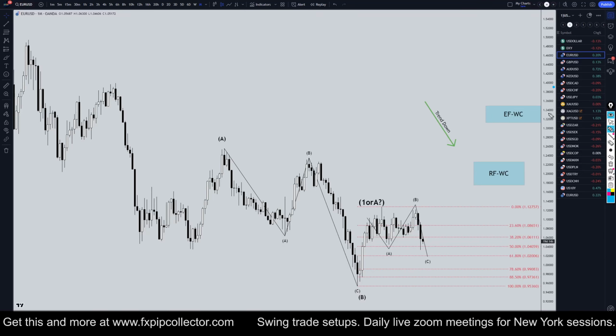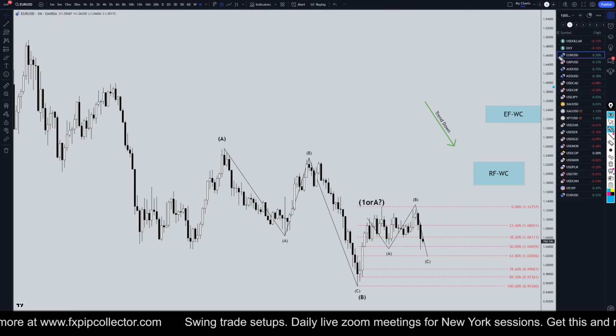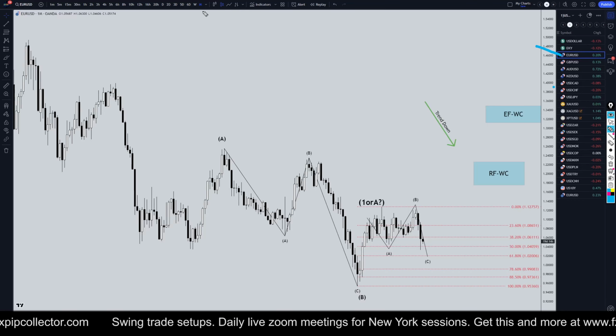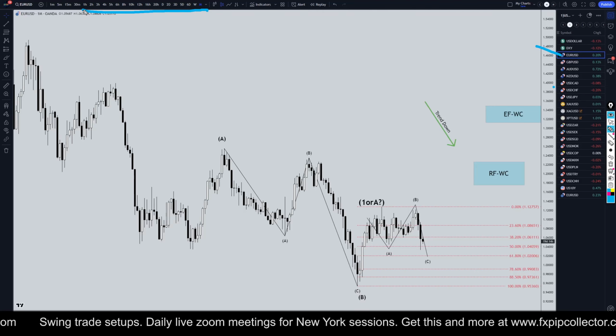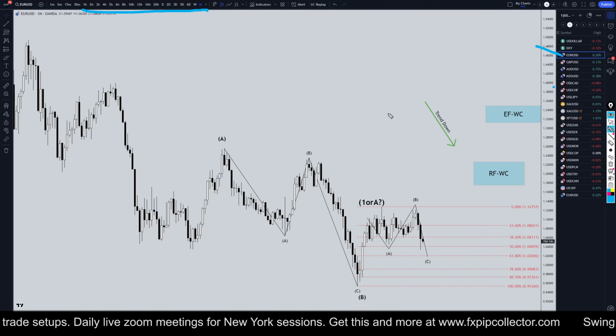Today is Thursday, December 12th, and I'm going to be analyzing the Euro US dollar, starting on the monthly, working my way all the way down to the 1 hour time frame for the full top down analysis.